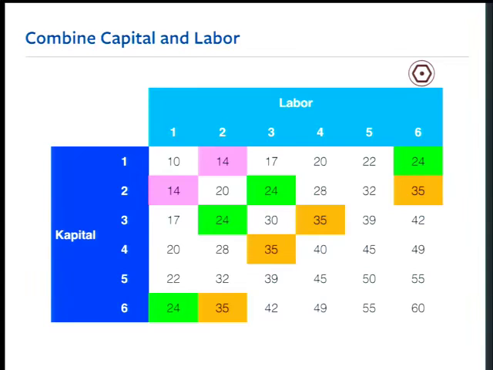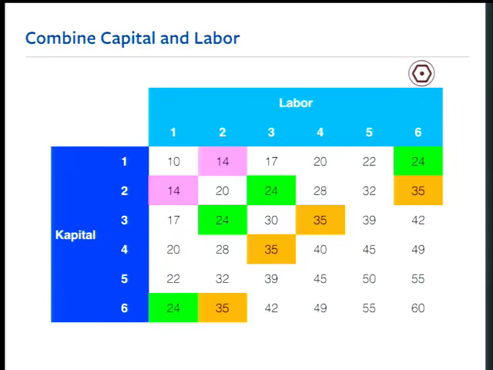Now what I did, with my artistic talent here, is ask: can I only produce 24 units of output with this combination of capital and labor? Turns out for this production function, I can also produce 24 units of output with 1 unit of labor and 6 units of capital, 2 units of capital and 3 units of labor, and 6 units of labor and 1 unit of capital. This here is a very capital-intensive way of producing 24 units. This here is a very labor-intensive way of producing 24 units. How about 35 units? Well, if you want to produce it in a really capital-intensive way, 6-2, or in a very labor-intensive way, 2-6.